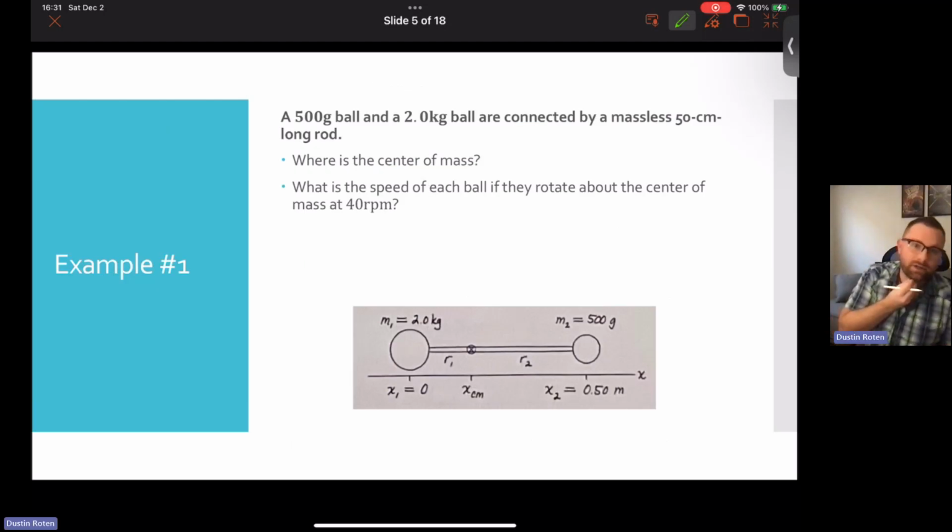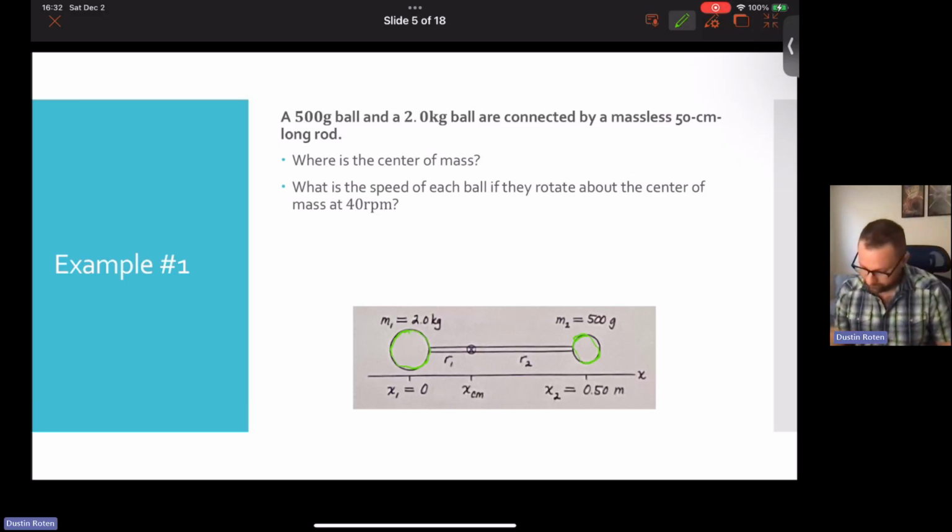So let's look at an example here. This one, we don't even need to do an integral yet. We're just going to take it slow and look at something more simple. We have a 500-gram ball and a 2-kilogram ball connected by a massless 50-centimeter long rod. As always, I've drawn everything. I've got my 2-kilogram mass here, my 500-gram mass here, and their distance laid out from 0 to 0.5 meters, 50 centimeters.